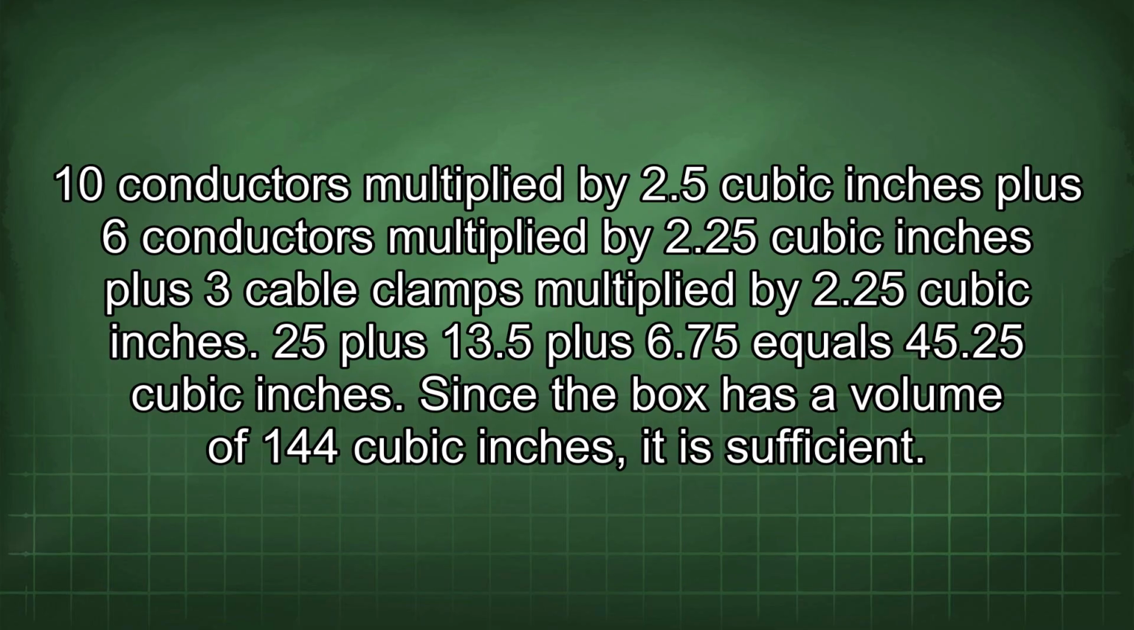10 conductors multiplied by 2.5 cubic inches plus 6 conductors multiplied by 2.25 cubic inches plus 3 cable clamps multiplied by 2.25 cubic inches. 25 plus 13.5 plus 6.75 equals 45.25 cubic inches. Since the box has a volume of 144 cubic inches, it is sufficient.